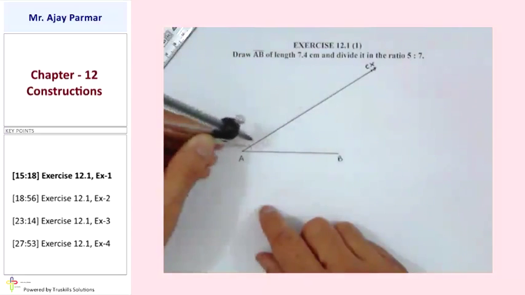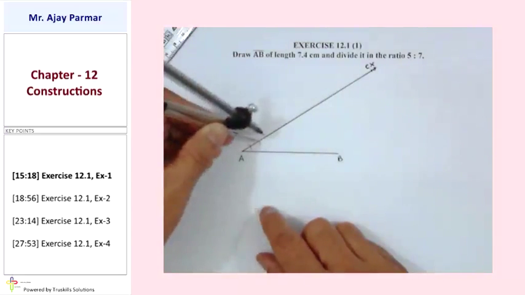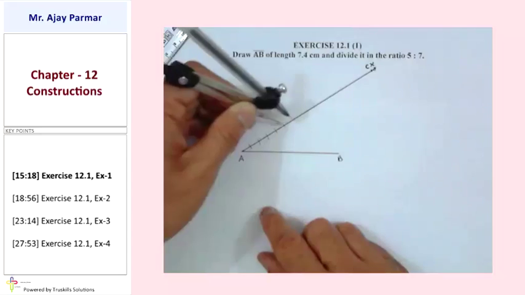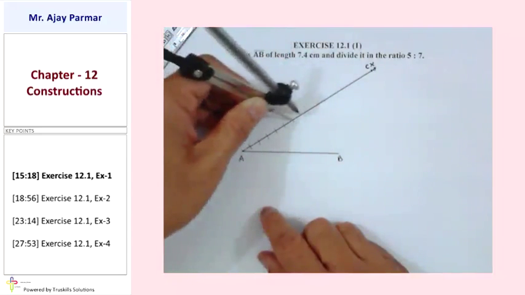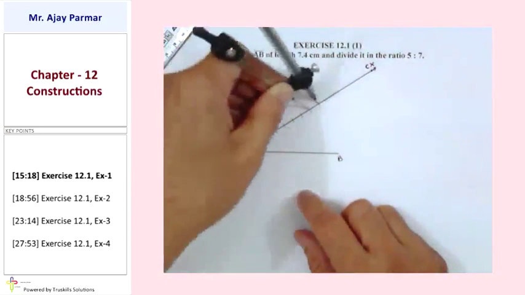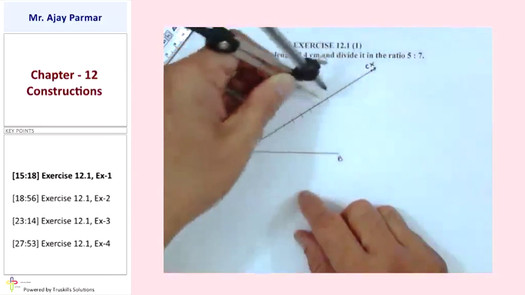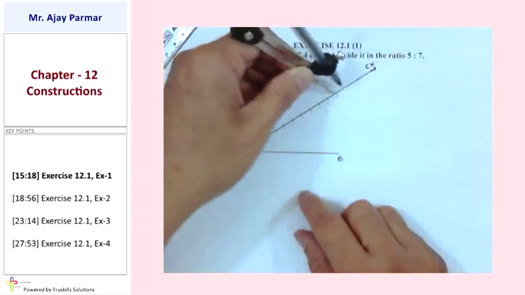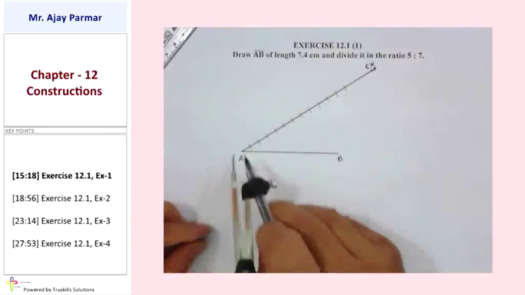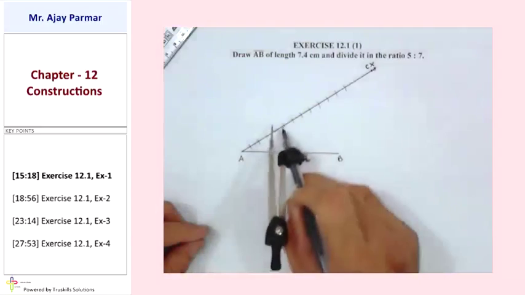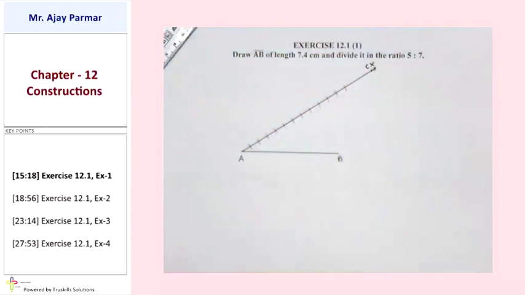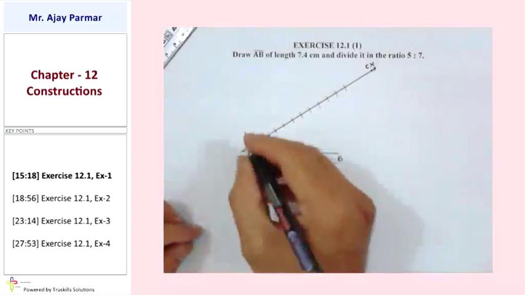Let us call these as A1, A2, A3, A4, A5, A6, A7, and so on, A8, A9, A10, A11 and A12. Always confirm whether you've drawn the required number or not. 1, 2, 3, 4, 5, 6, 7, 8, 9, 10, 11, 12. Because for so many arcs, you might make a mistake and draw either 11 or 13 arcs.